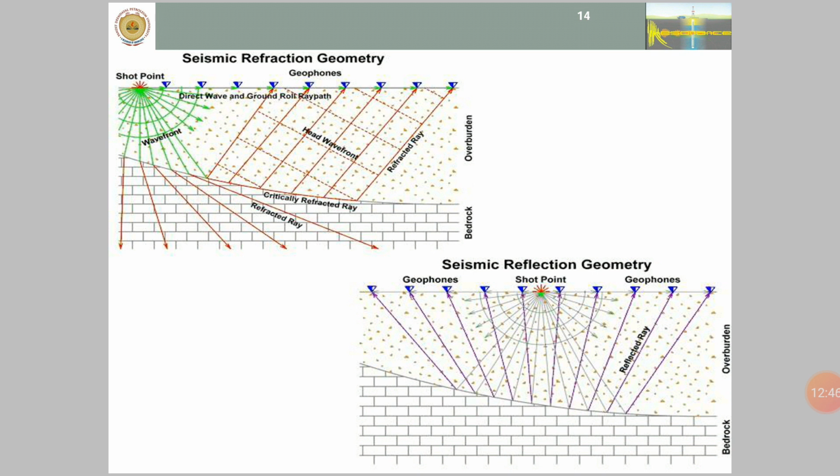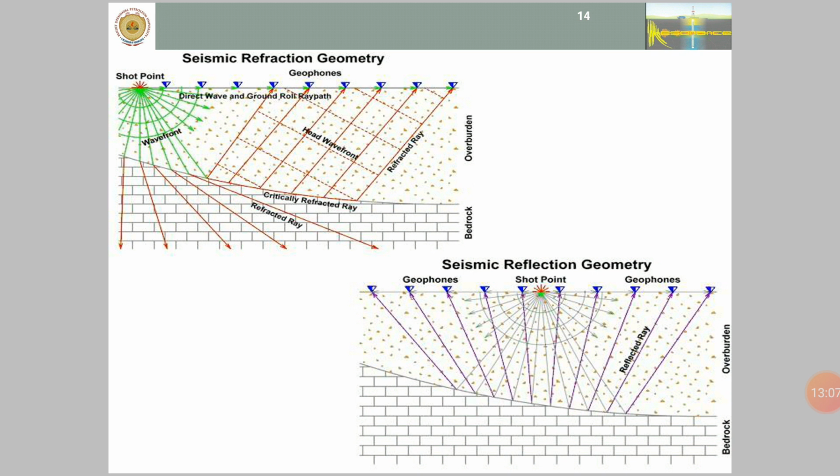So we can have symmetrical shooting or asymmetrical split spread shooting. So there is a split spread here. The spread on one side of the shot can have more geophones than the other side, which is known as asymmetrical split spread. If the number of geophones on both sides of the shot is the same, then it's called a symmetrical split spread.